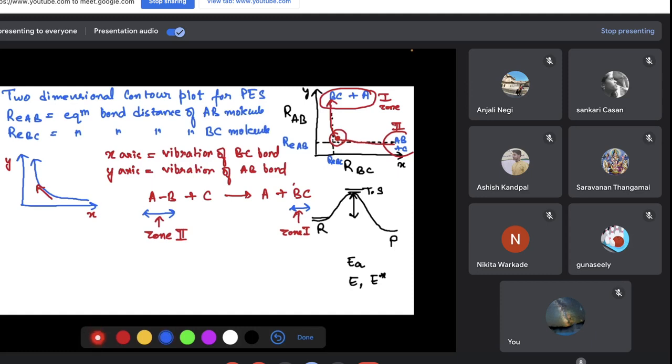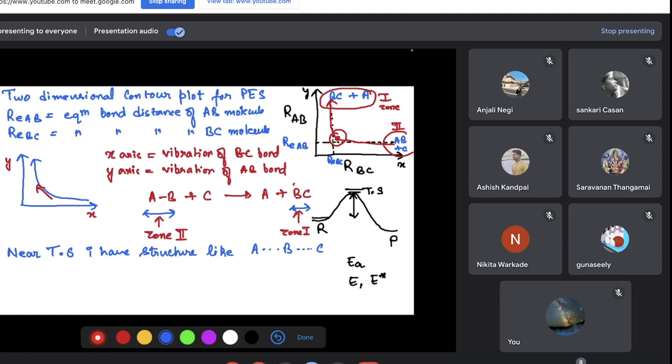what kind of vibration will I be having? Near the transition state, I have a structure like A, B, C, correct? Neither of the bonds is actually broken nor made. So this is what a transition state is.